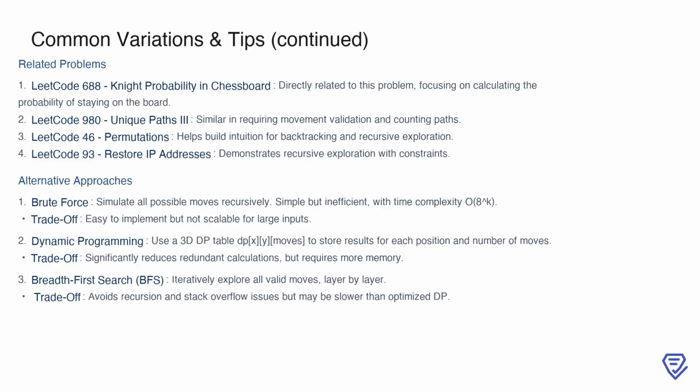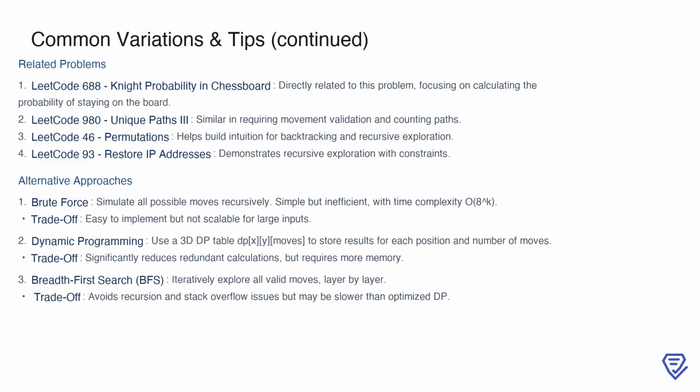Understanding related problems can help you build a stronger foundation for tackling this one. For example, LeetCode 980, Unique Paths 3, shares similarities in movement validation and path counting, making it a good practice problem. LeetCode 46, Permutations, focuses on building recursive intuition, which is essential for understanding how to explore possibilities systematically. LeetCode 93, Restore IP Addresses, is another useful problem for recursive exploration under constraints. These problems help reinforce skills that are directly applicable to the knight probability challenge.